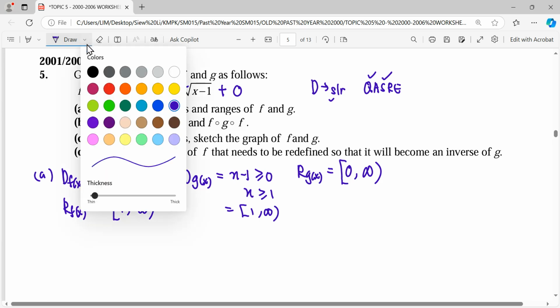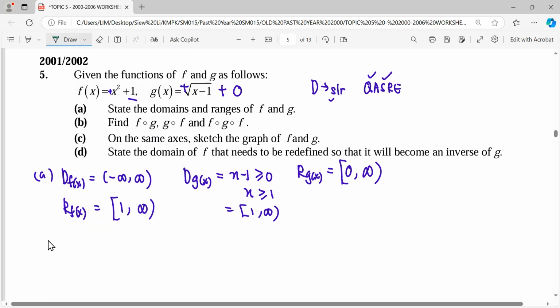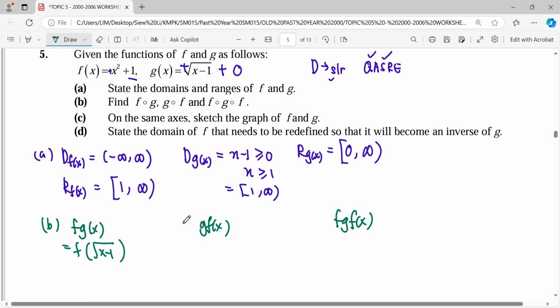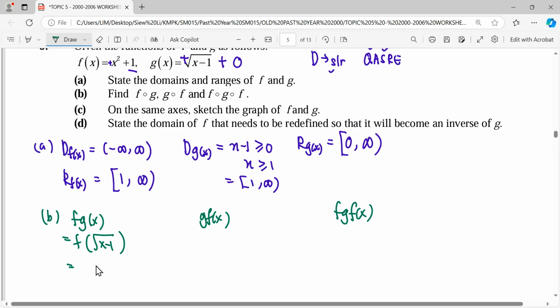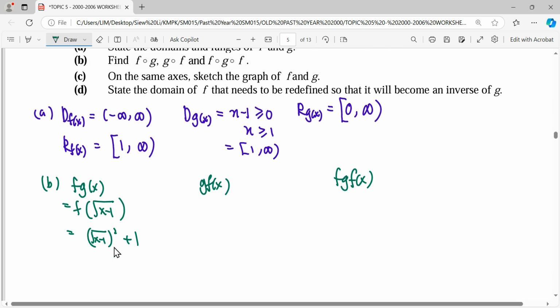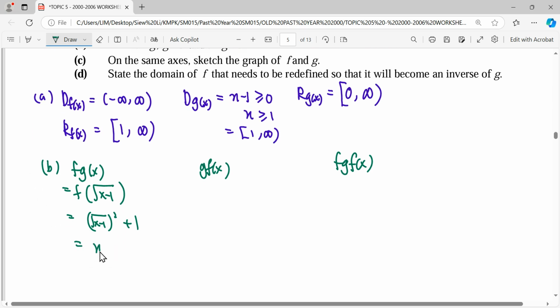Then we move on to the second part of the question, where we need to calculate the composite functions fg(x) and gf(x). So we calculate fg(x) first, substituting the g(x) surd into the function of f. So this x will be replaced by the square root function, and we have square root and square. We can simplify to get x minus 1 plus 1, so we get x.